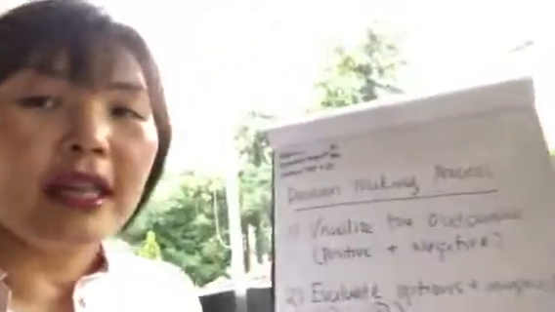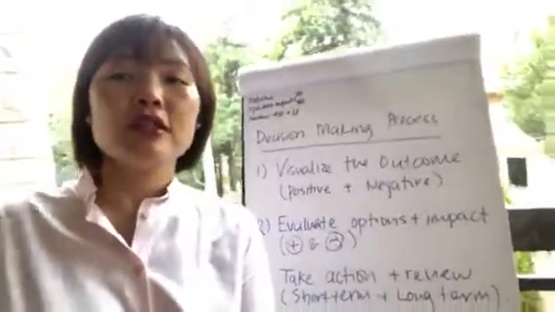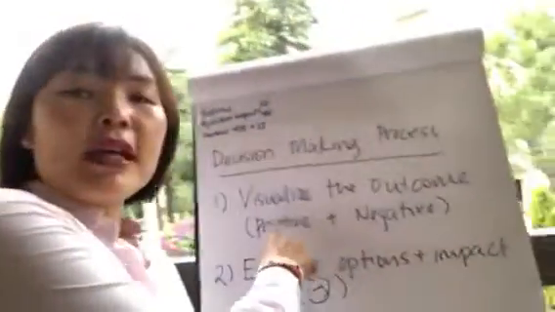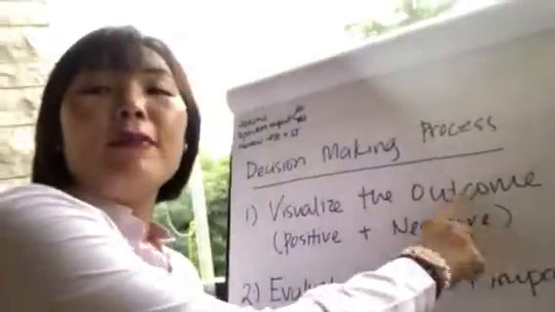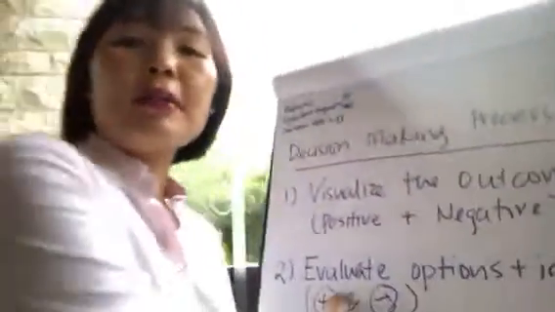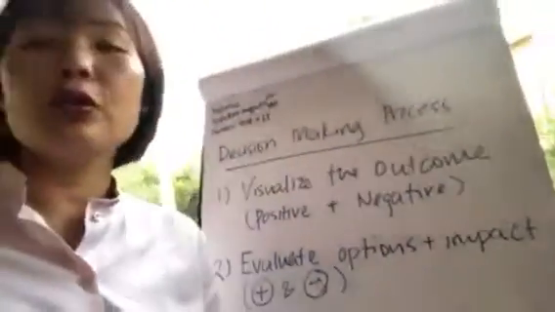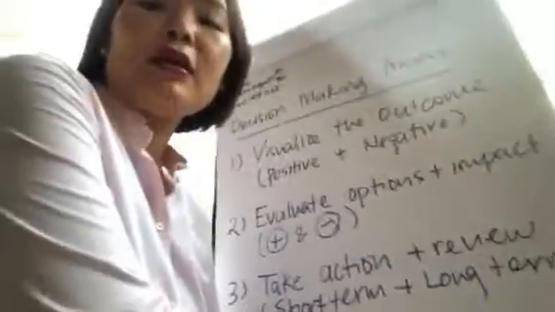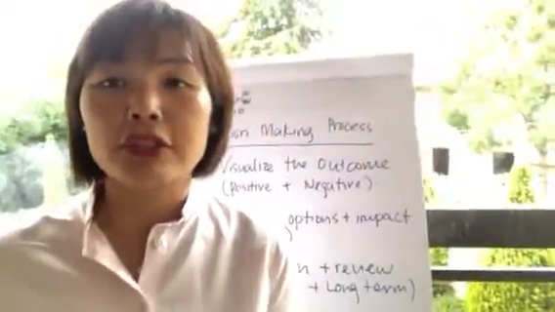All right, so there's really just three key points. If you look at this, there is really about visualizing the outcome. And the second point is about evaluating the options and also the impact. And last but not least is really taking the actions and then a review process around it.